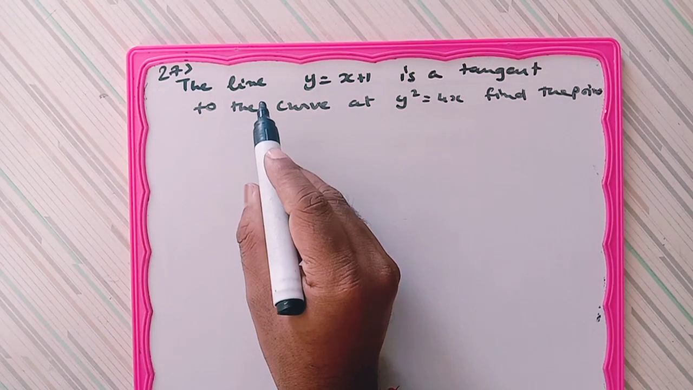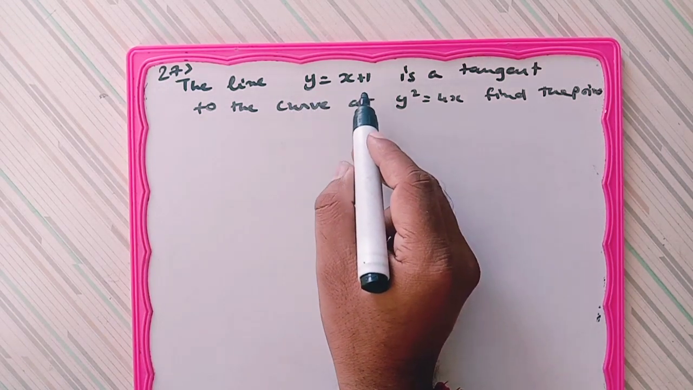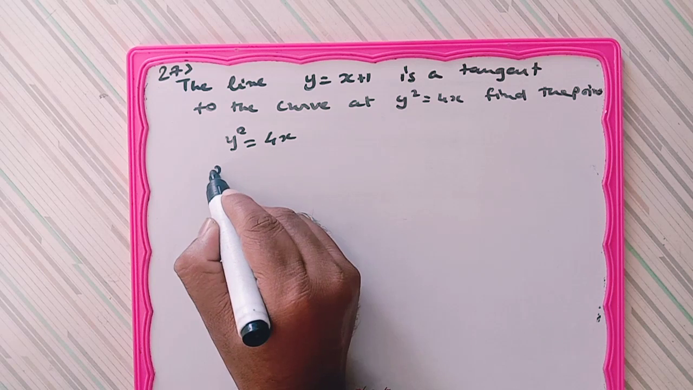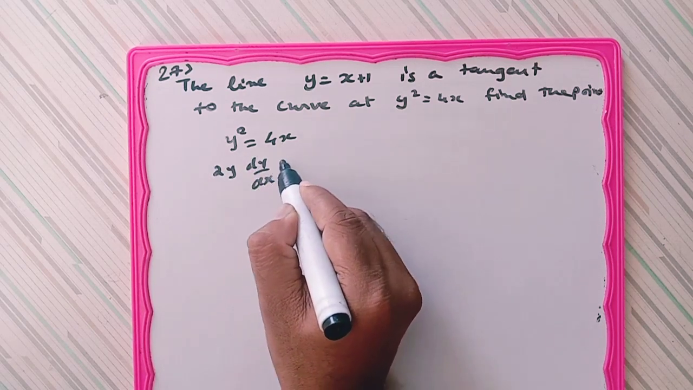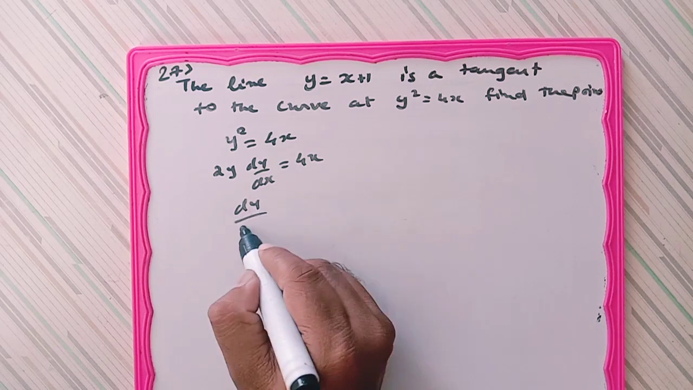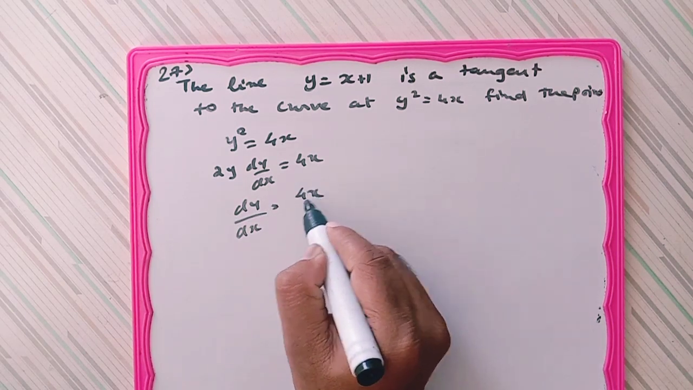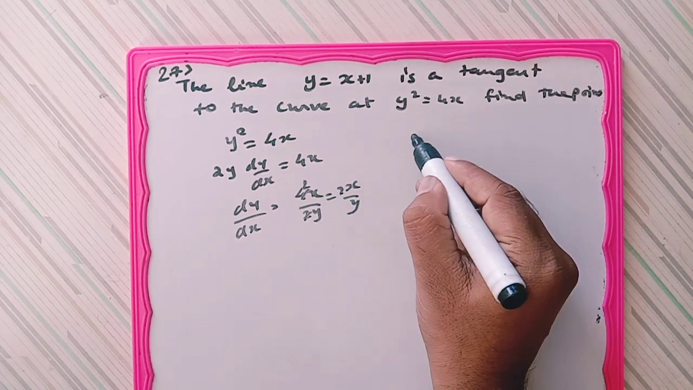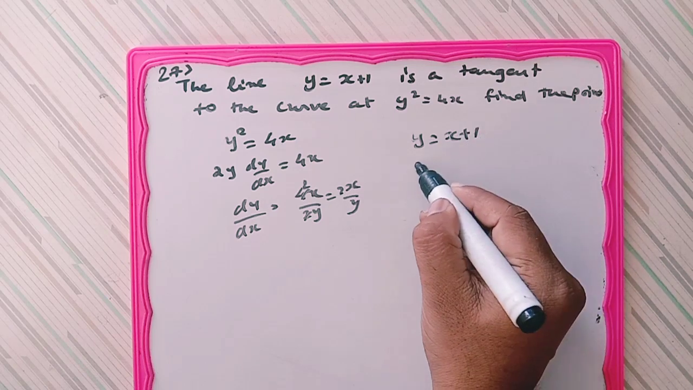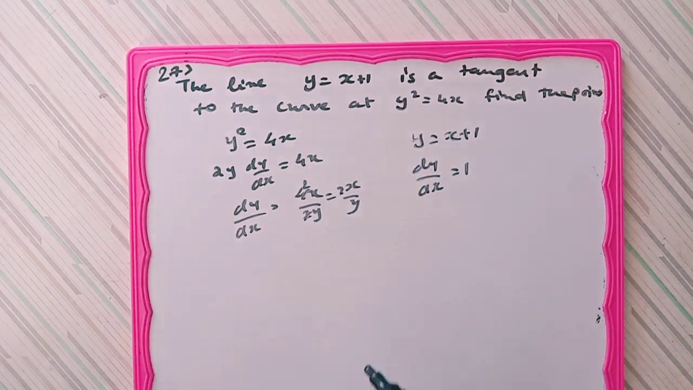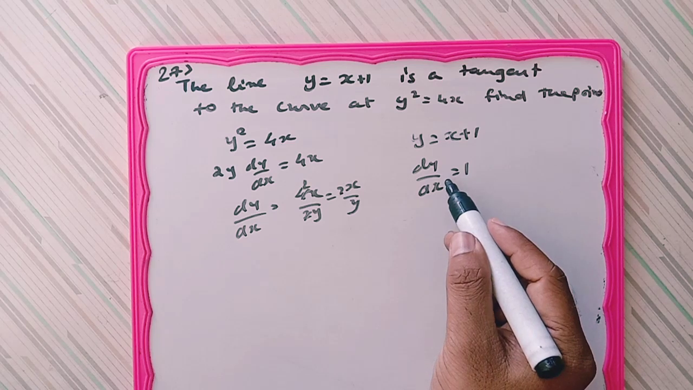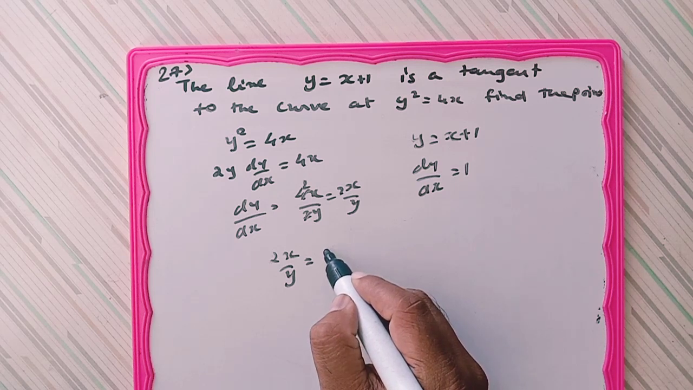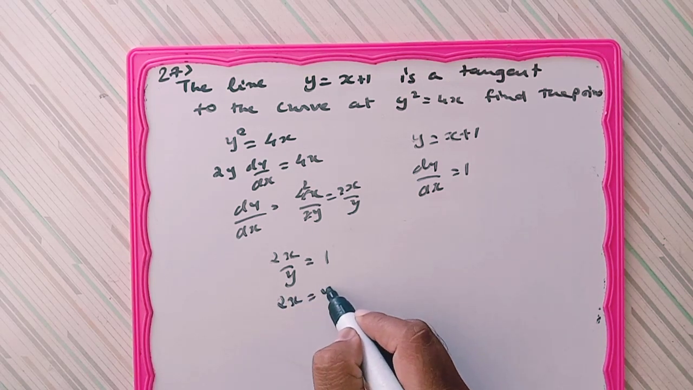Question 27: find the point where y = x + 1 is a tangent to y² = 4x. So y² = 4x, we differentiate, then 2y dy/dx = 4. So dy/dx equals 4 by 2y, so 2 by y. And here y = x + 1, we differentiate, then dy/dx equals 1. Now this line is a tangent, so 2 by y equals 1, and so y equals 2.